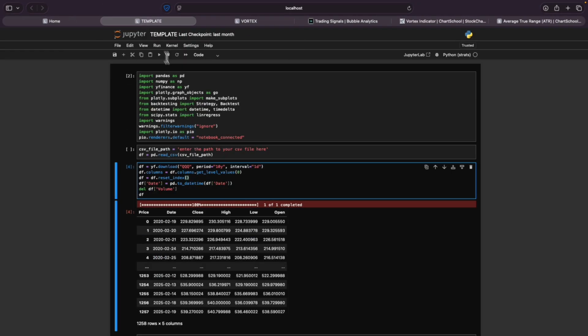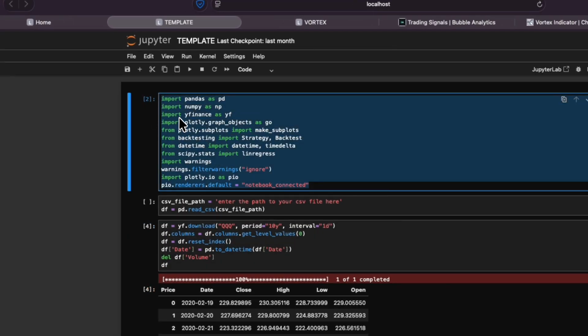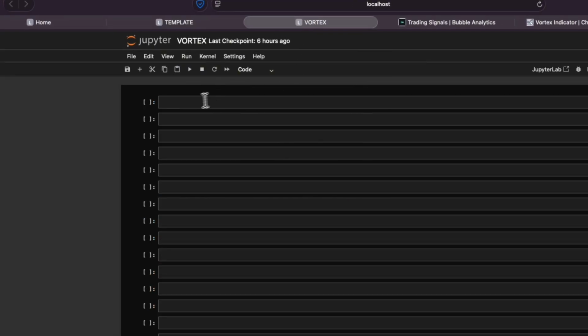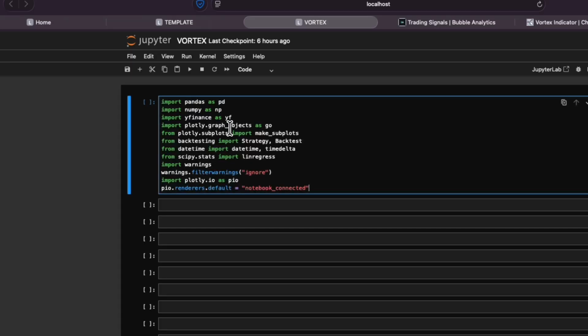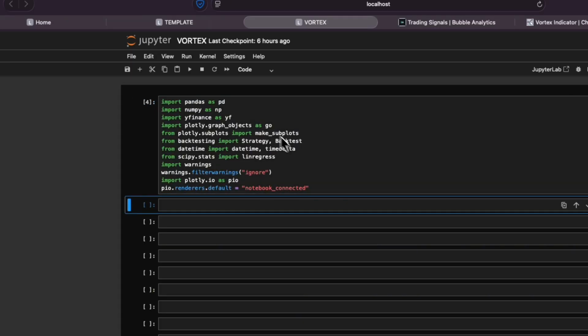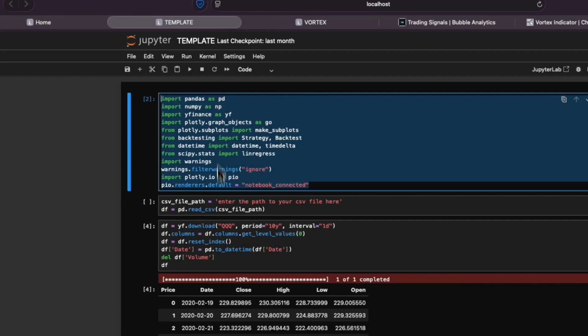So let's make a start then. So first thing, as always, would be to import our libraries. These contain pre-built functionality we're going to make use of to run our strategy. So I'm going to paste that in there, hit shift return to run it.